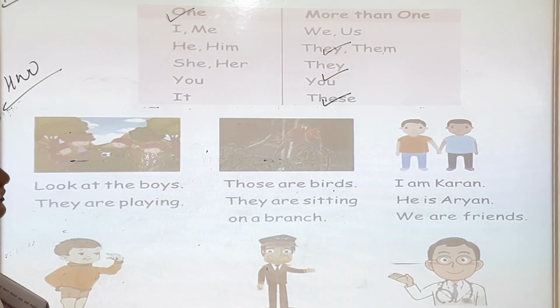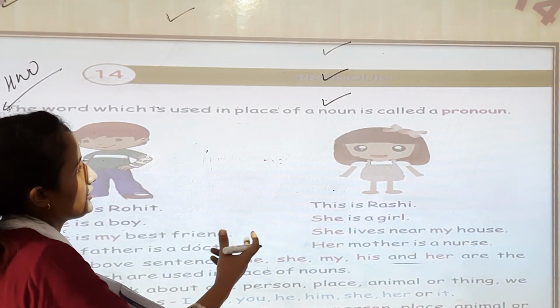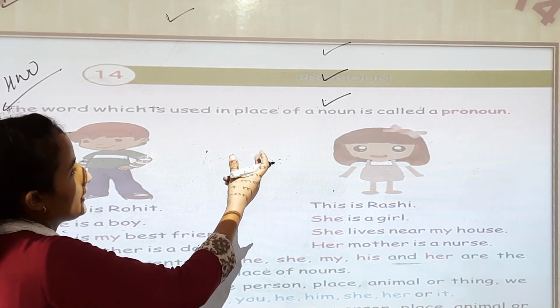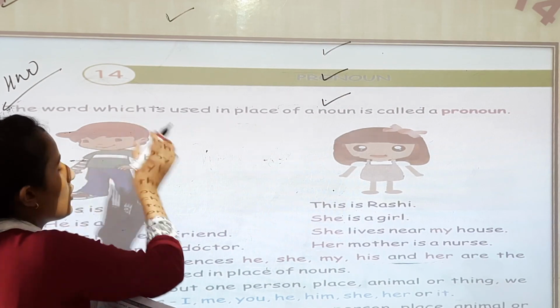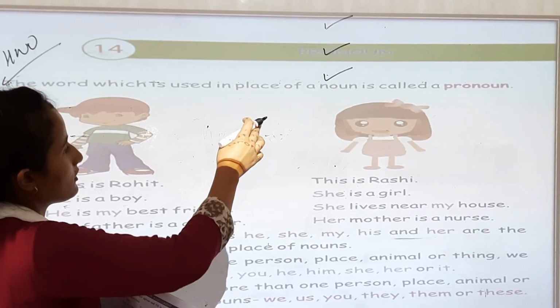Revise the chapter. We have learned pronouns today. So what is a pronoun? In place of a noun, we can say it is called a pronoun. The word which is used in place of a noun is called a pronoun.